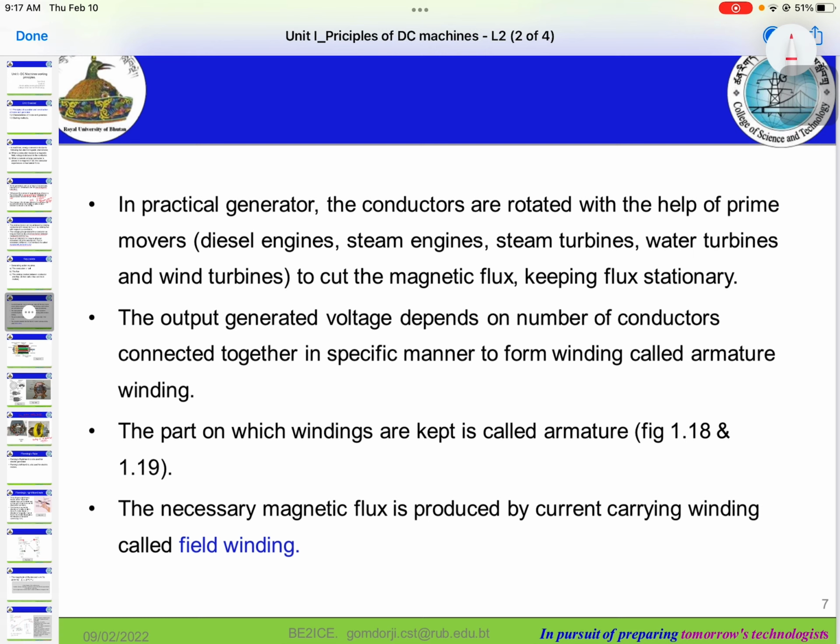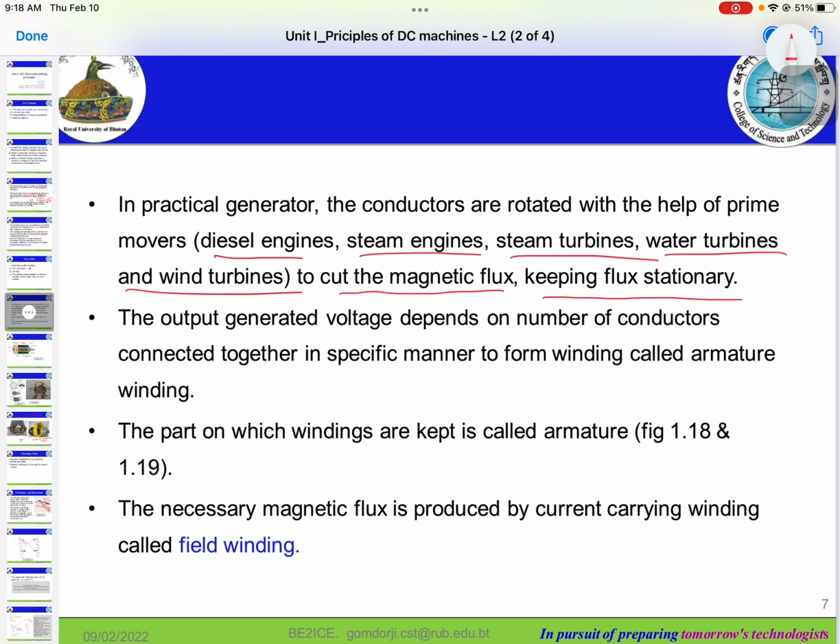But in the practical application, in our generator, only the conductor is rotating and the flux is stationary. So conductors are rotated with the help of prime movers. Examples are diesel engines, steam engines, steam turbines, water turbines, and wind turbines. These prime movers help to rotate the conductor, and that rotating conductor cuts the magnetic flux while the flux is kept stationary.